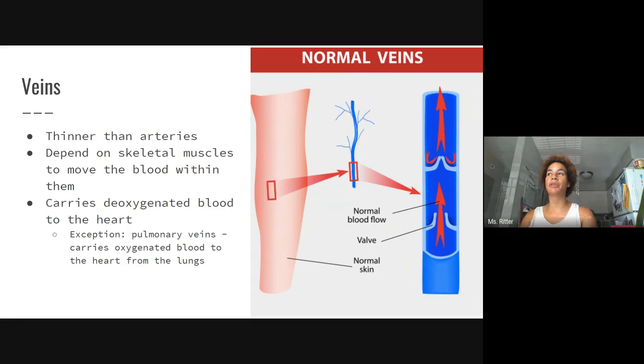So these veins are really important to bring blood back to the heart. So they are going to be carrying deoxygenated blood back to the heart. And again, we have an exception, that is the pulmonary veins. The pulmonary veins are carrying blood to the heart, but it is oxygenated blood to the heart from the lungs, okay? But because they're moving from the lungs to the heart, they are known as veins. And just a little exception there in that they're carrying oxygenated blood, not deoxygenated blood.